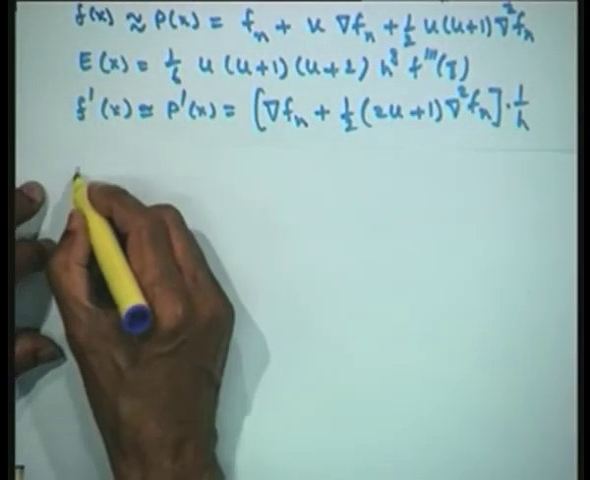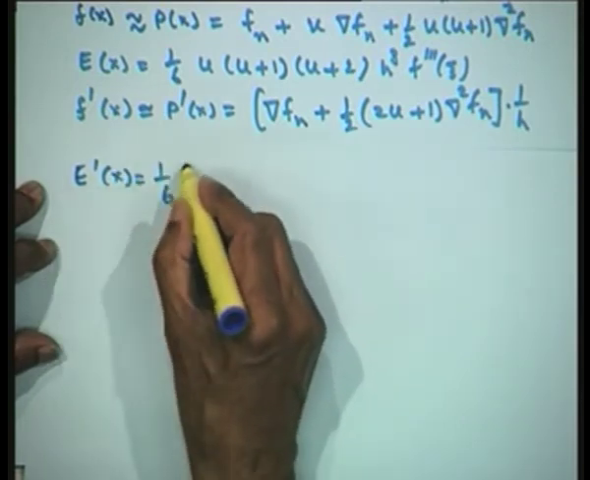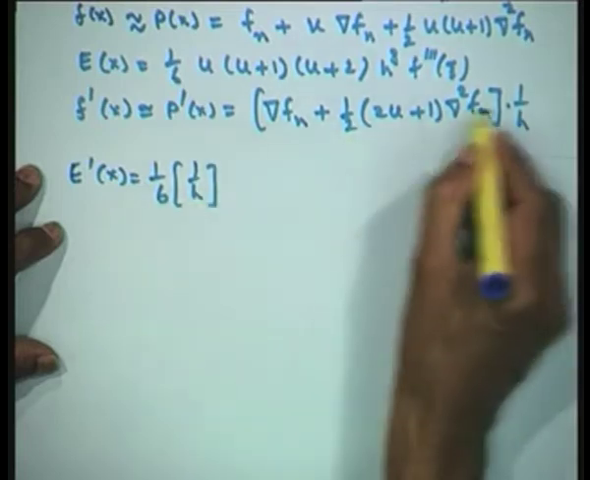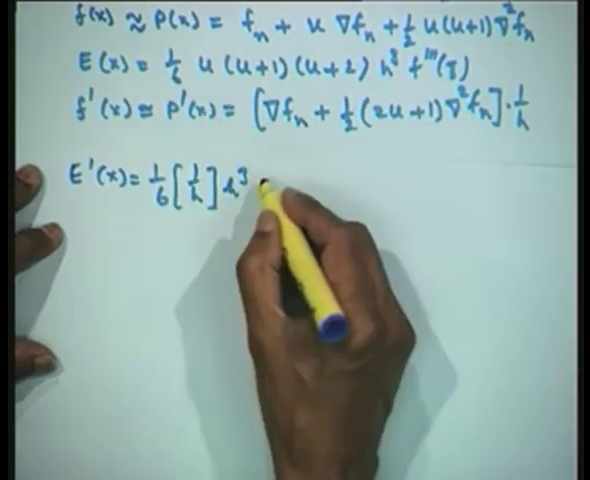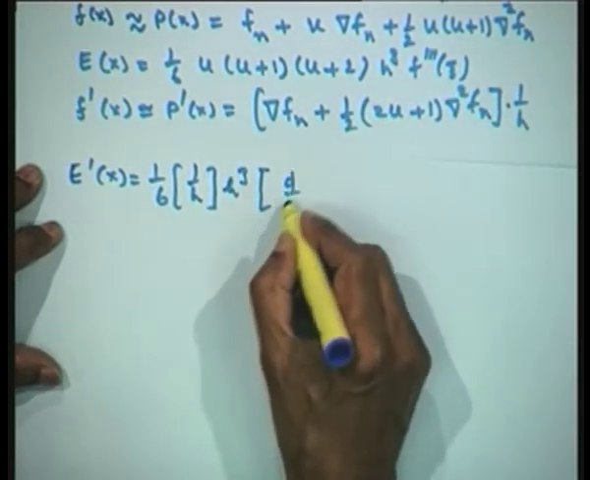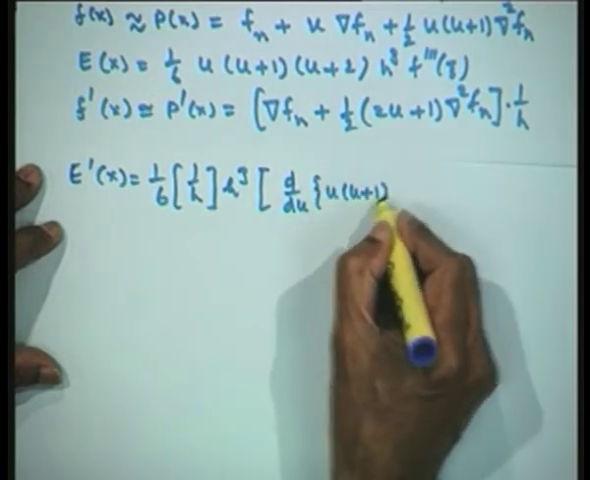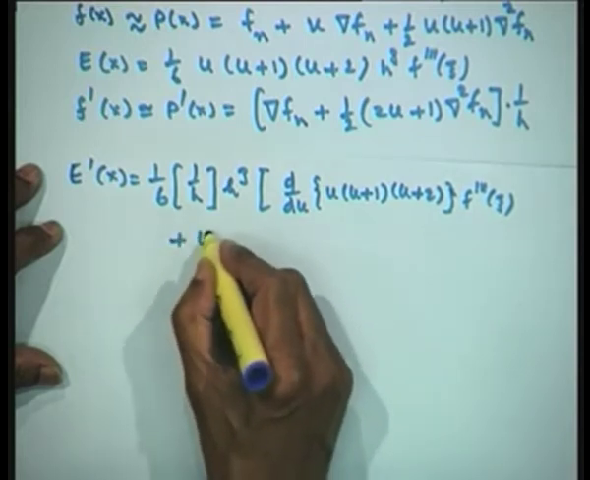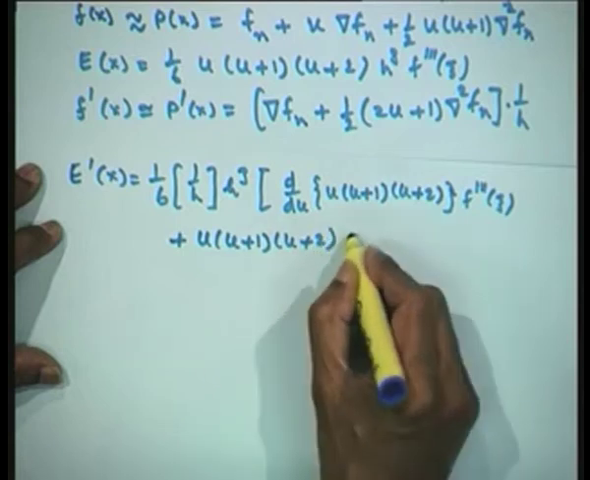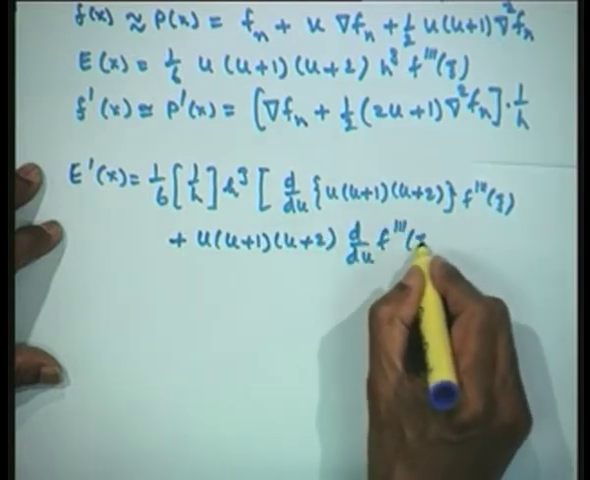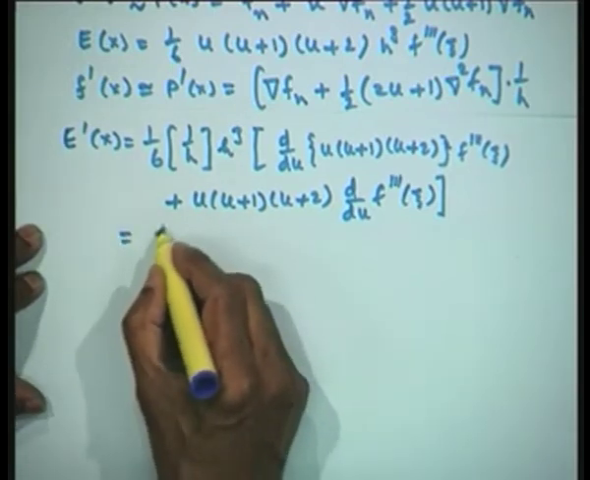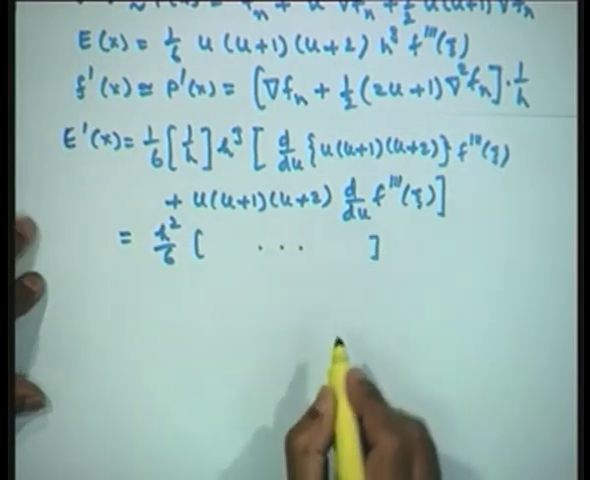Now, if I write the error, what will be the error at this point? I can differentiate this error as error at x is 1 upon 6. Again I am differentiating with respect to u and then 1 upon h. So, let us write down 1 upon h first, that is du by dx, h cubed also let us write in first, then I differentiate this as a product. So, I will have d upon du of u into u plus 1 into u plus 2 into f triple dash of xi, plus u into u plus 1 into u plus 2 d upon du of f triple dash of xi. Therefore, in the general case this will look like h square by 6 into this quantity in the bracket.